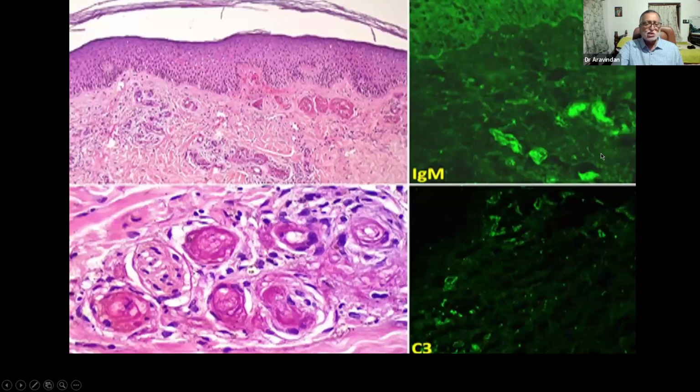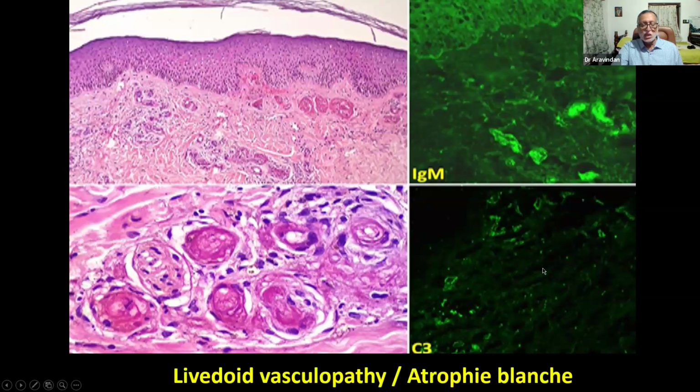This is yet another case of what is known as a vasculopathy, rather than a vasculitis, because there's no active inflammation. But here you find plenty of thrombi, dilated capillary vessels with multiple thrombi. IgM is frequently positive. Fibrin is also usually positive. And this is livedoid vasculopathy, or atrophie blanche. Both terms are used interchangeably depending upon the clinical appearance. This is not a very uncommon disease, frequently occurring in the legs.